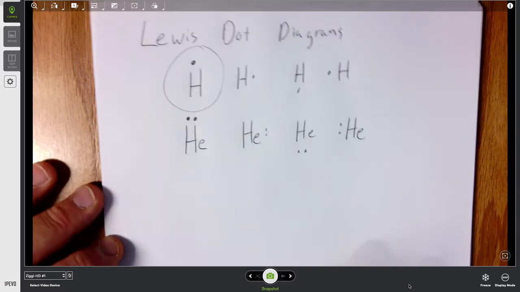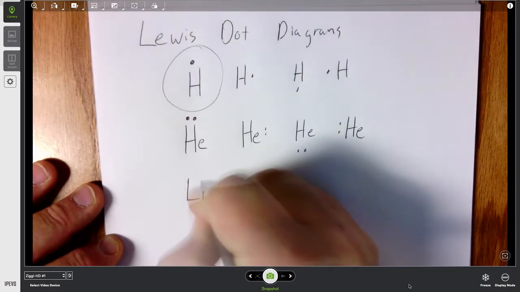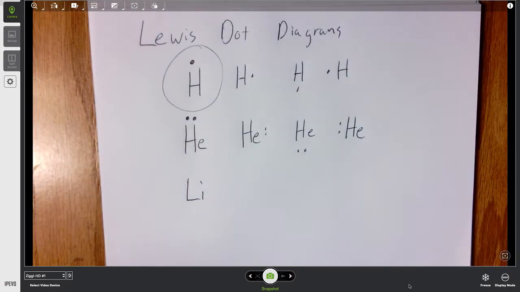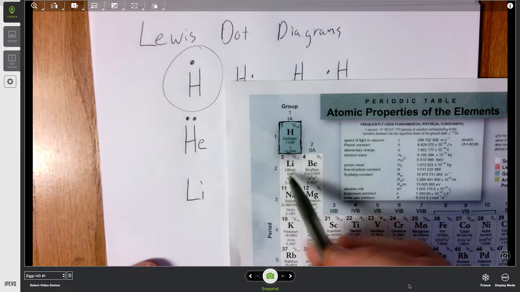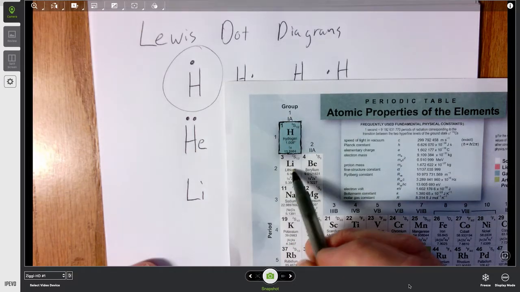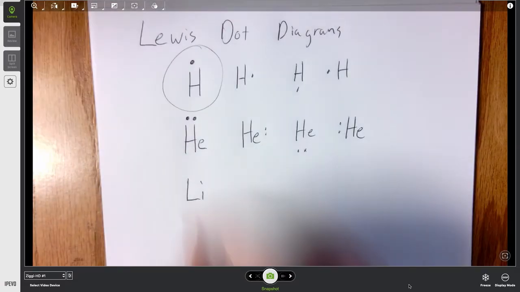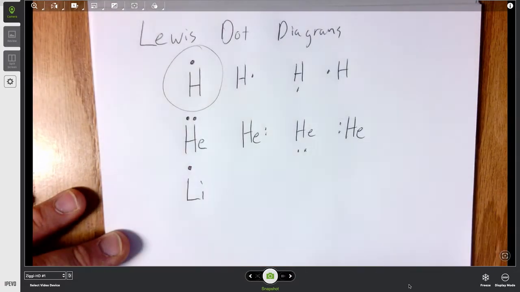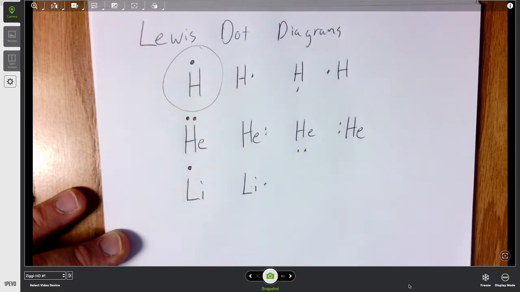Okay, so let's take a look at something that's on row 2. All right, lithium, it's on row 2 of the periodic table. It's in group 1, so it has 1 valence electron. So we can put the lithium any way we want to, and I'm not going to go through all the iterations there.